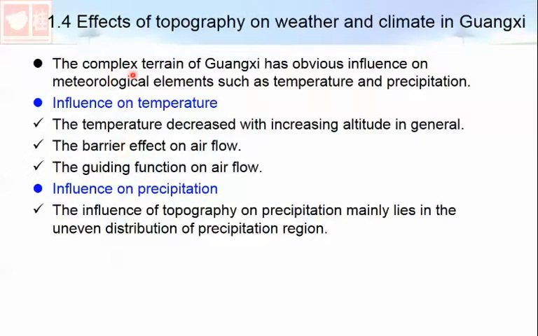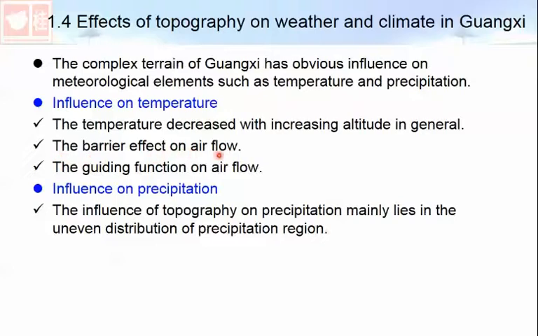Topographical influence. The complex terrain of Guangxi has obvious influence on meteorological elements such as temperature and precipitation. The first, influence on temperature. The temperature decreases with increasing altitude in general by about 0.6 degrees Celsius for every rise of 100 meters above sea level, and at the same latitude, the annual average temperature of the mountains is 2 to 4 degrees Celsius lower than that of the river valley.